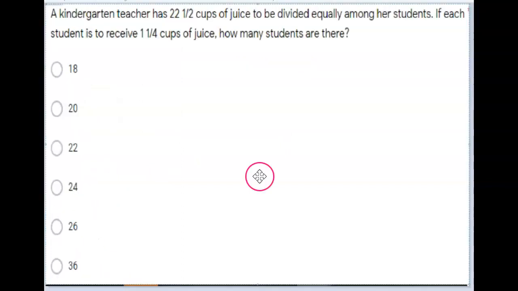All right, now this is the kindergarten teacher has 22.5 cups of juice to be divided equally among her students. If each student is to receive 1 1/4 cups of juice, how many students are there? Well, all I'm going to take is this number right here, 22.5 cups of juice. And since they're dividing, I'm just going to divide it, right? Equally among her students. Each student's going to get this. So how many students are there? Well, we're just going to do 22.5 cups divided by 1 1/4, right? And that's how we're going to find our answer.